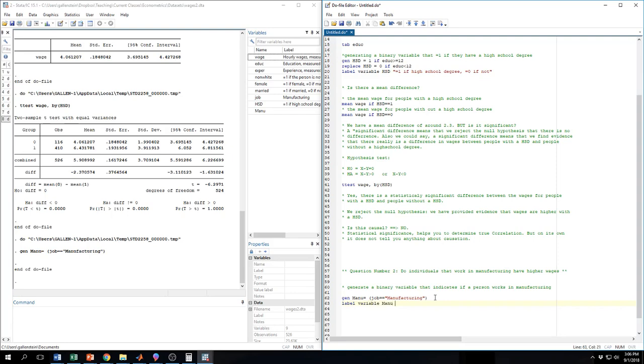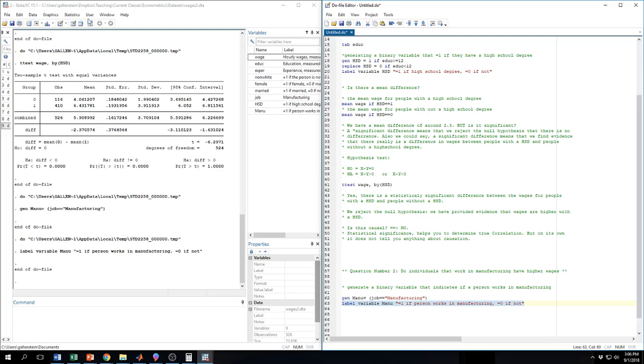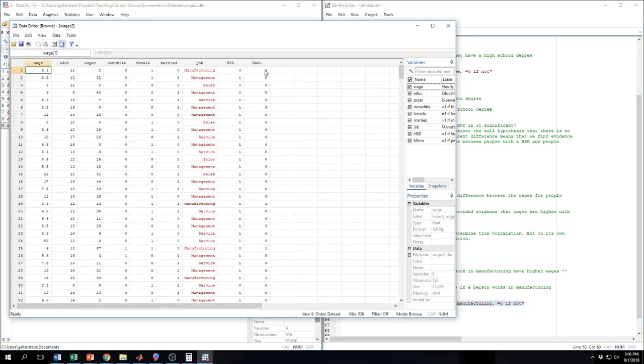All right, label variable manu equals 1 if person works in manufacturing, manu equals 0 if not. Excellent. All right, let's give that a label. Boom. Let's take a look at our data, see what it looks like. There it is, our new manufacturing dummy variable.